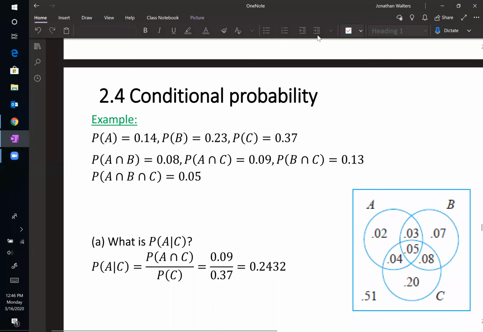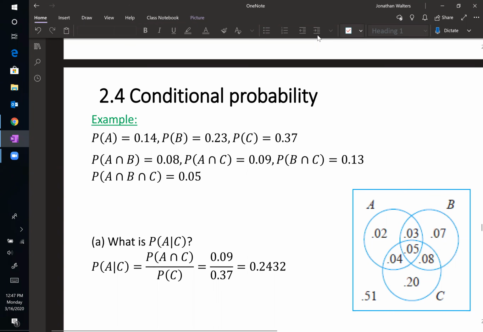All right, so let's look at another example here. Conditional probability. Probability of A is given as 0.14. Probability of B is given as 0.23. Probability of C is given as 0.37. A intersect B is 0.08. A intersect C is 0.09. B intersect C is 0.13. And A intersect B intersect C is 0.05.